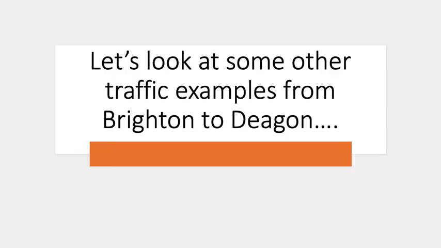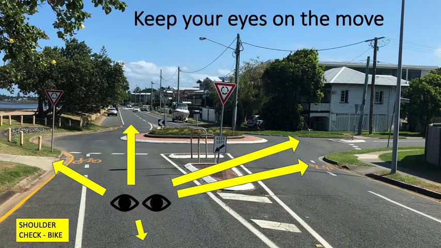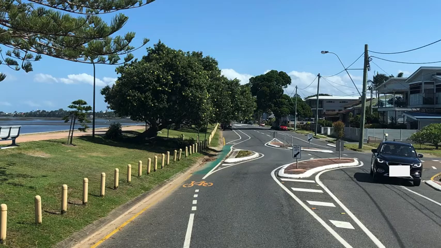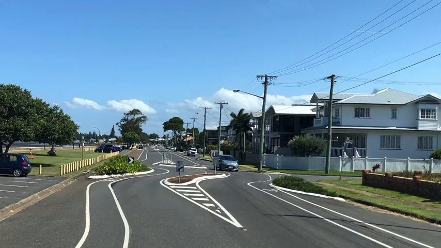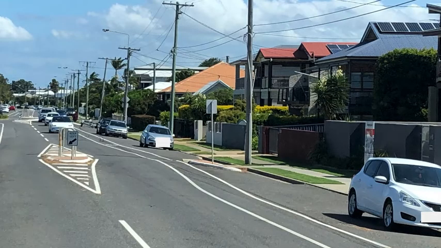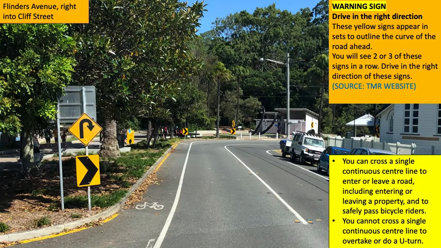Let's look at some other traffic examples from Brighton through to the Deegan roundabout near the racecourse. Keep your eyes on the move. We can see we've got a chicane here with a bike lane on the left. Another chicane. So again, scanning up ahead, planning, coming in nice and steady. Another chicane as well. This one shows a safe crossing area, a refuge area in the middle. And this one is Flinders Avenue right into Cliff Street.